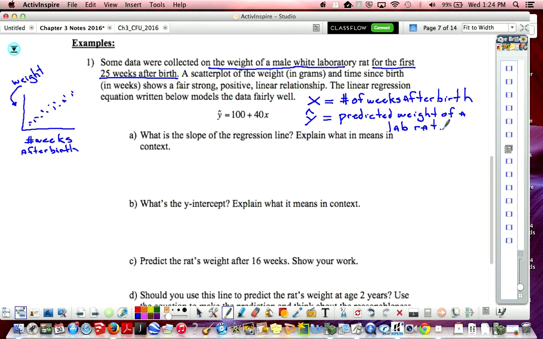So right away when I do these problems, that's probably the first thing I do. I need to figure out, all right, what is x and what is y?